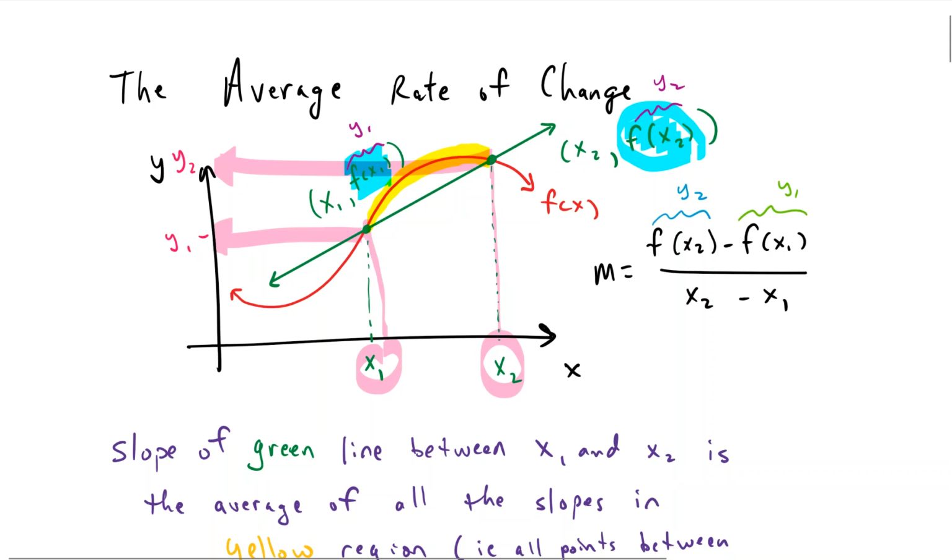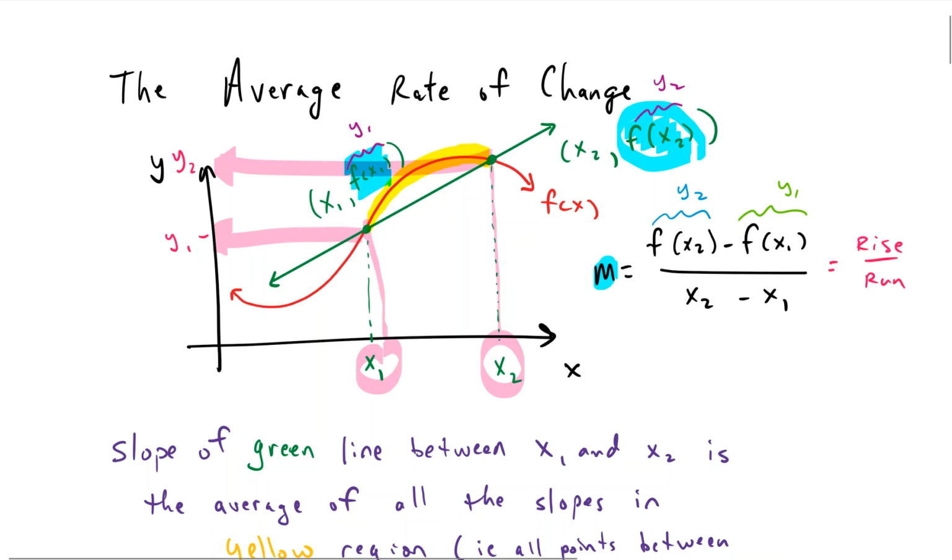So this slope function m is exactly like the slope function you've been dealing with in algebra. It's y2 minus y1 over x2 minus x1. That is perfectly just rise over run. So it's just slope. That's it.